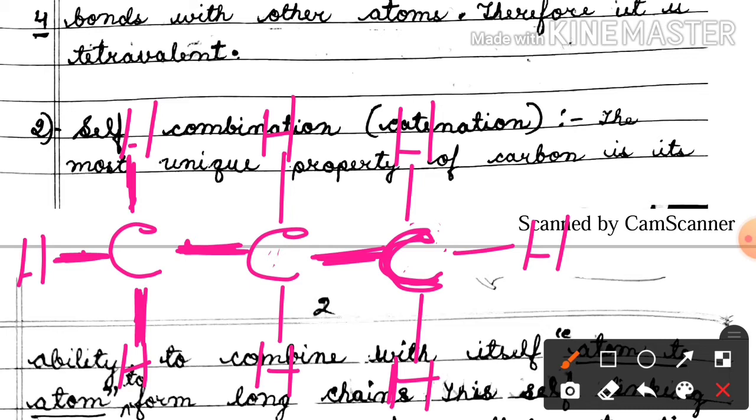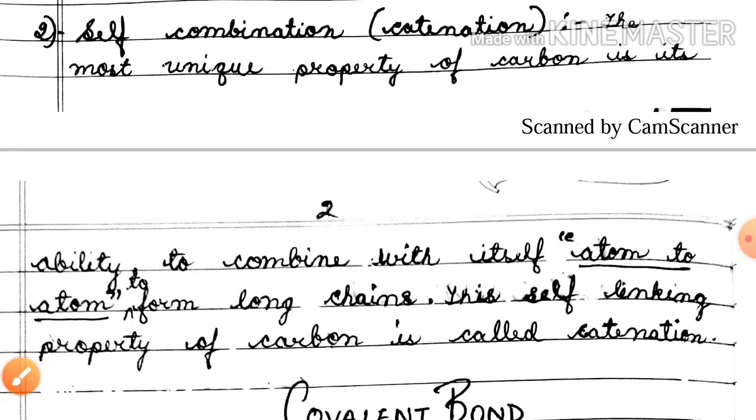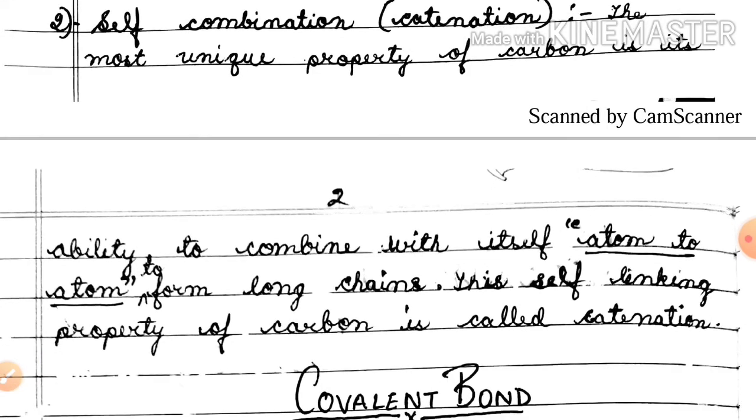In the same way, 4 carbon, 5 carbon, 6 carbon, 7 carbon, 8 carbon, 9 carbon, 10 carbon, like that the number of carbon atoms join together, and this linking capacity of the carbon atom to atom is called catenation. So that is the important feature of the carbon. The most unique property of carbon is its ability to combine with itself atom to atom and form long chains. This self-linking property of carbon is called catenation.